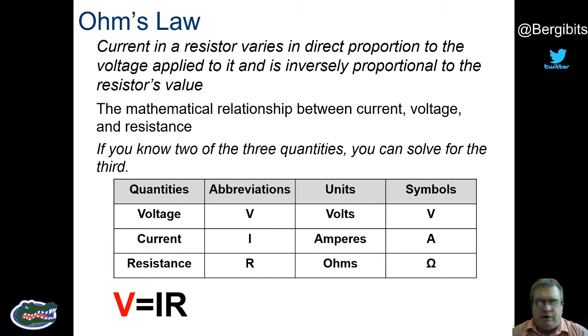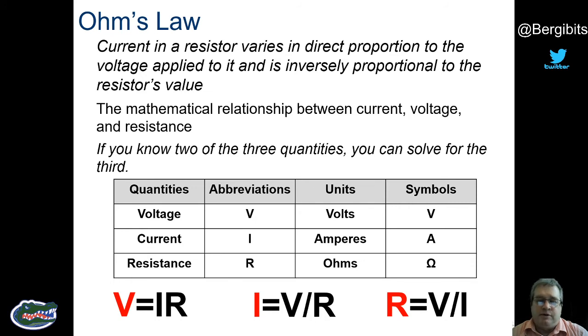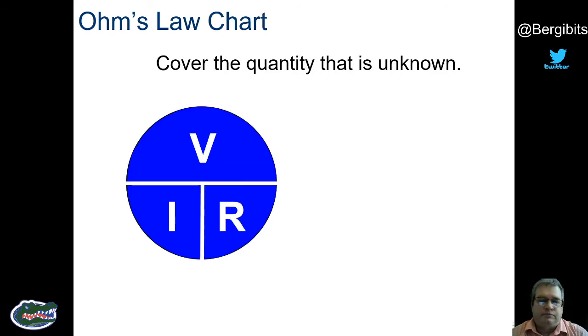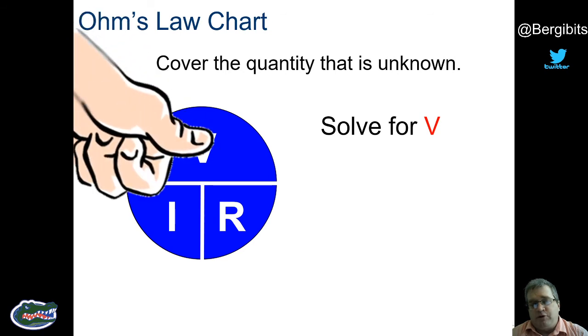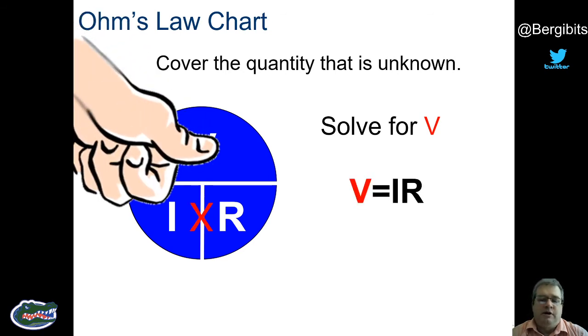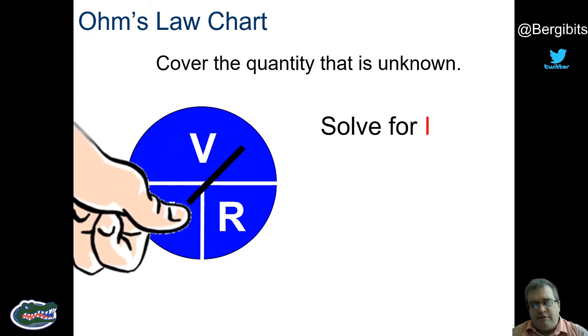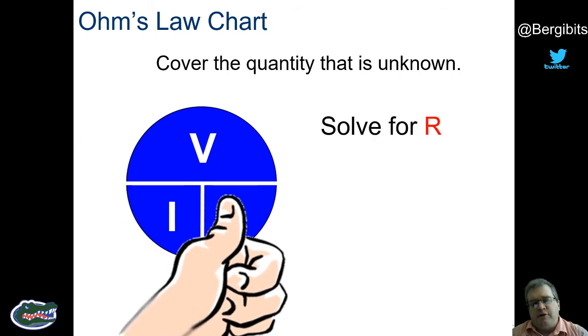All right, voltage equals current times resistance. Current equals voltage divided by resistance, and resistance equals voltage divided by current. So you can go with the disk or the pyramid. This is your way that you can find the variable. If you are going to solve for V, which is voltage, you're going to put your thumb over V, and it's going to be I times R. Solve for I, put your thumb over the I, and it's going to be voltage divided by resistance. If you're going to solve for resistance, you put your thumb over the R, and it's V divided by I.